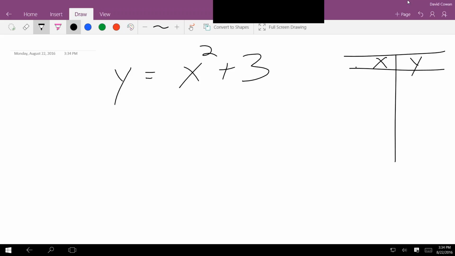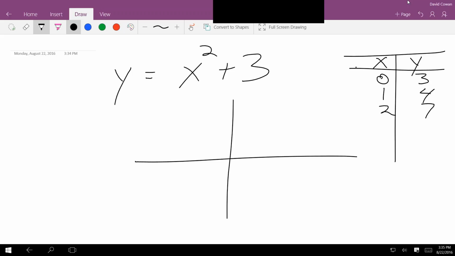A t-table is where you plot a set of points. So when x is 0, what is y? When x is 1, what is y? 4. When x is 2, what is y? 2 squared is 4, so 7. Okay. Now let's plot those 3 points. We have 0, 3 there. We have 1, 4 right there. And we have 2, 7 right there.